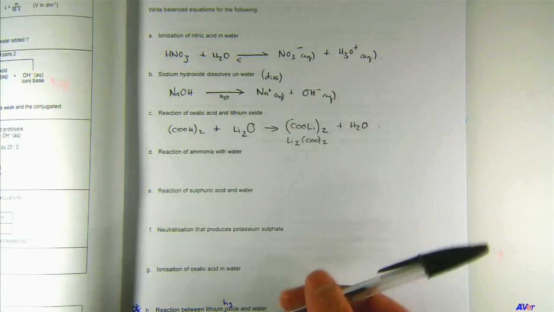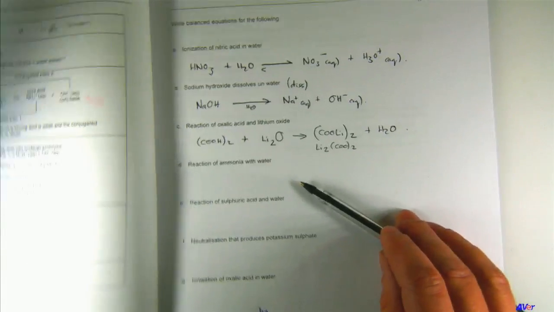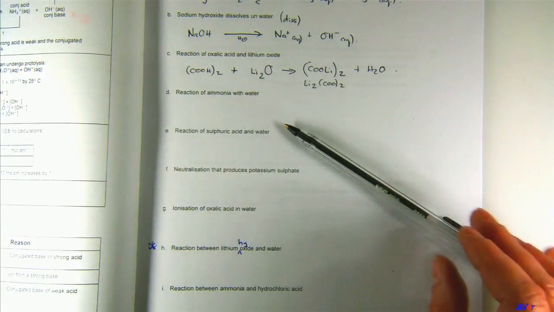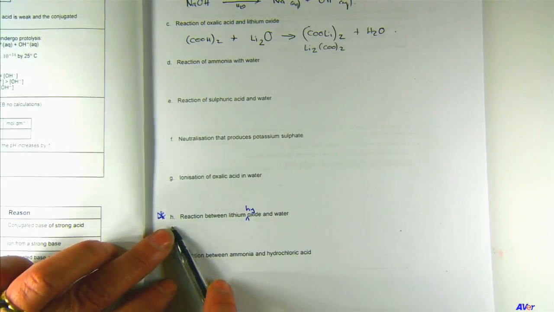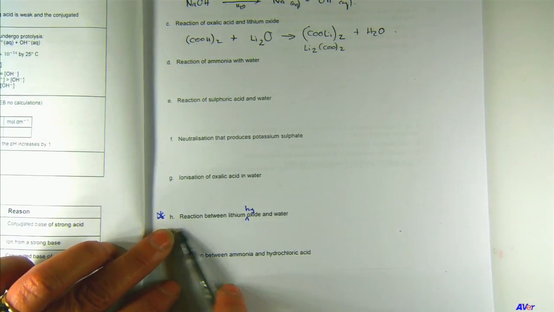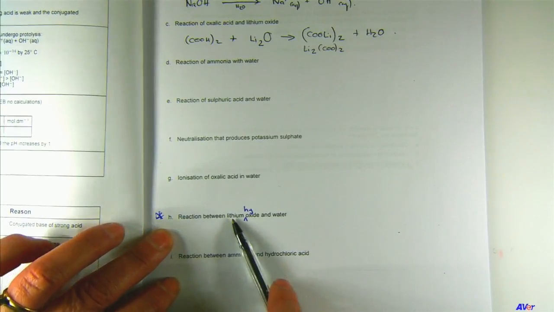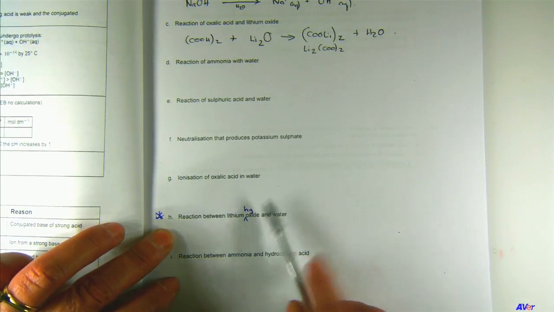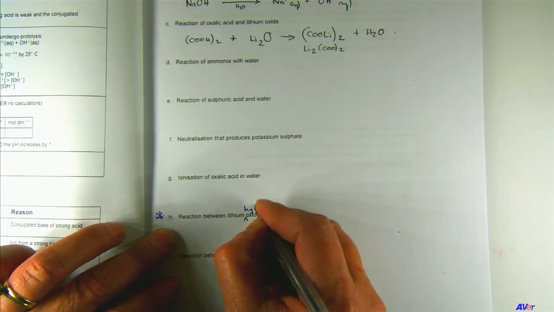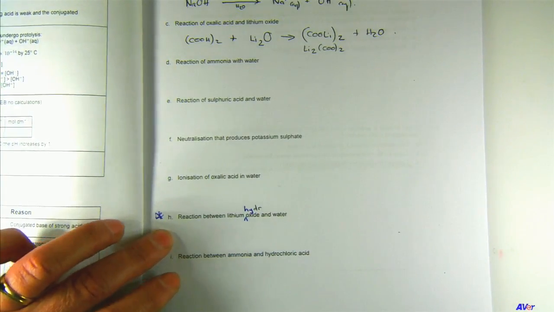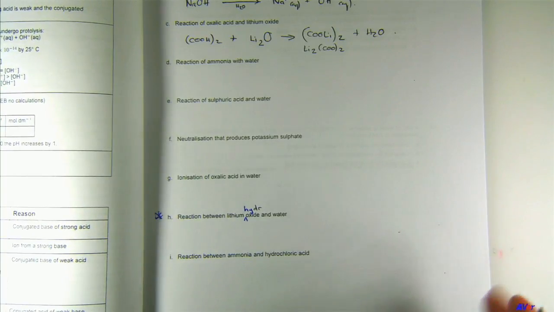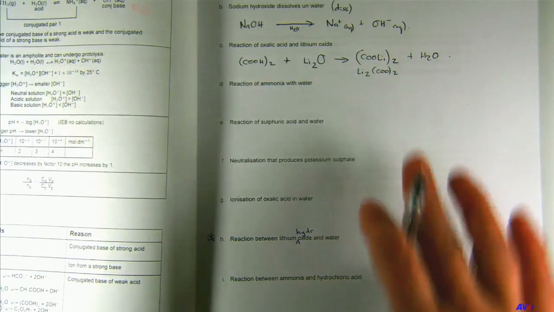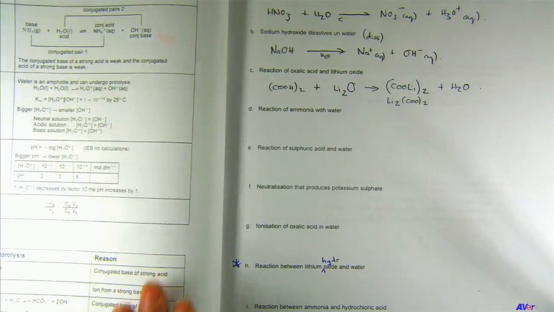Okay, go on from number D. There's just one mistake. Maybe you can just correct that with number H. Just go to number H. It should have been the reaction between lithium hydroxide. Lithium hydroxide. Not oxide, hydroxide. Okay. So start with number D.